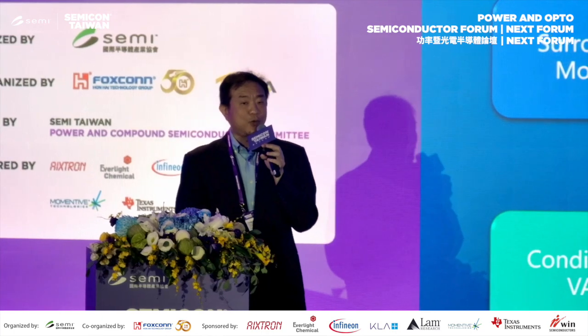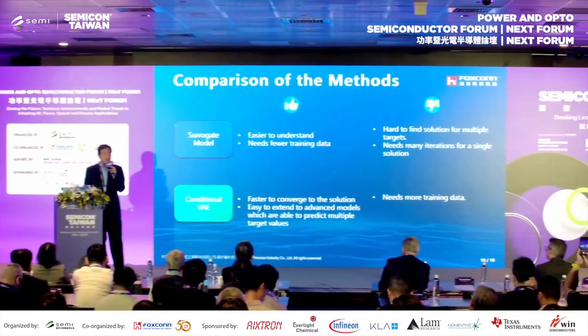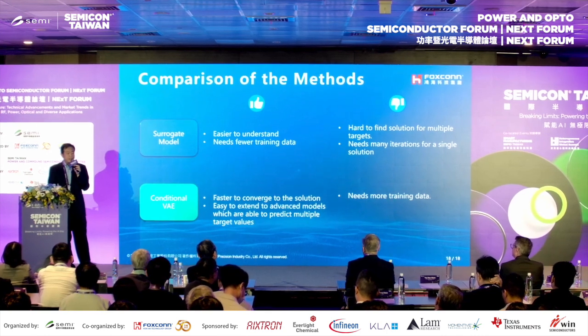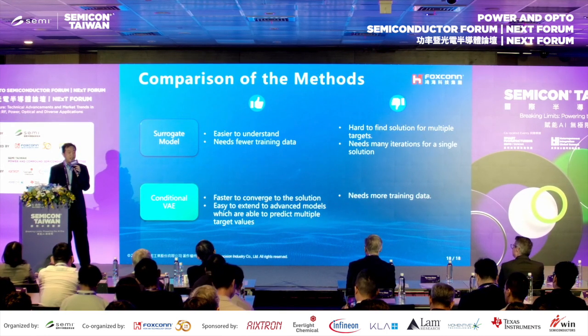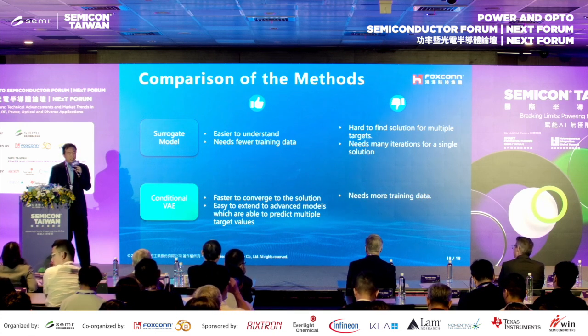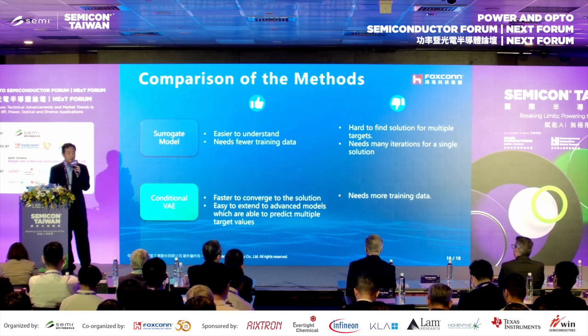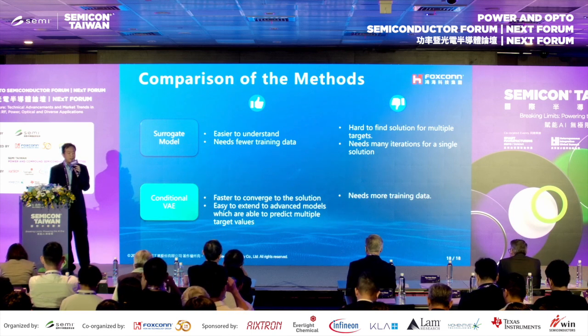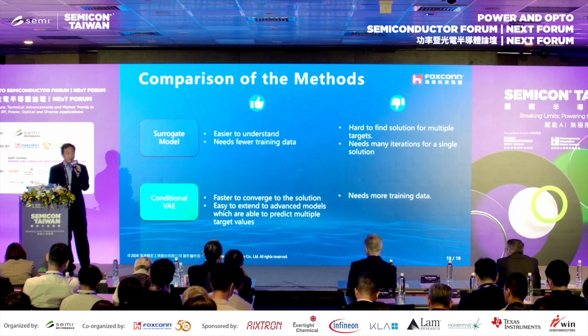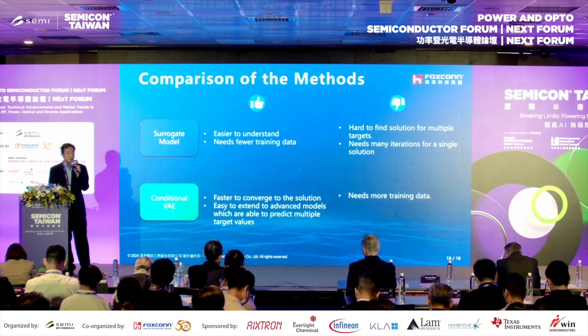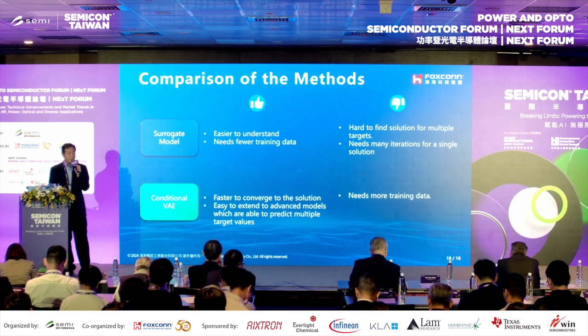Okay, let me conclude with a comparison of these two methods. For the surrogate model, it's easier to understand and needs fewer training data. This is the advantage of this method. The downside is that it is hard to find a solution for multiple targets and needs many iterations for a single solution. The advantage of CVAE is that it is easier to converge to the solution and easy to extend to advanced models, which are able to predict multiple target values. But the downside is that it needs more training data because it is a more delicate model.